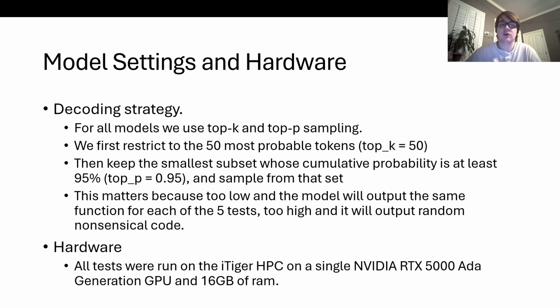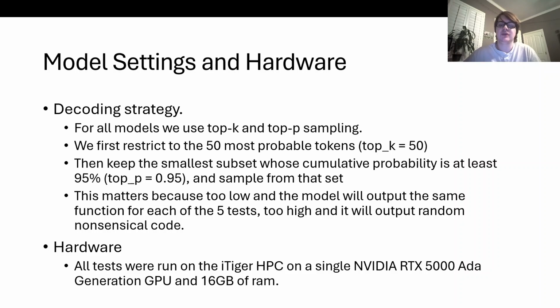For model settings and hardware, our decoding strategy for all models was top-K and top-P sampling. We restrict to the first 50 most probable tokens to get rid of all the nonsensical tokens that are unlikely and will cause problems. Then we keep the smallest subset whose cumulative probability is at least 95% and sample from that set.